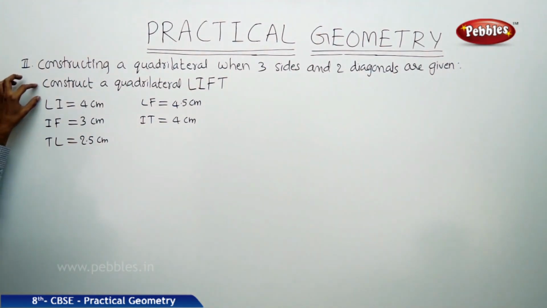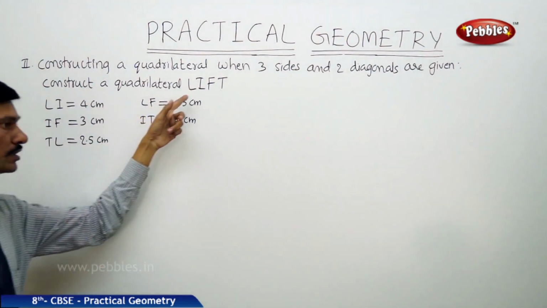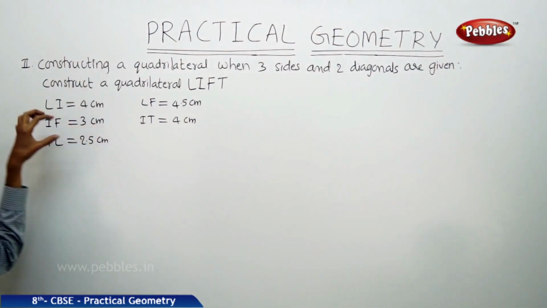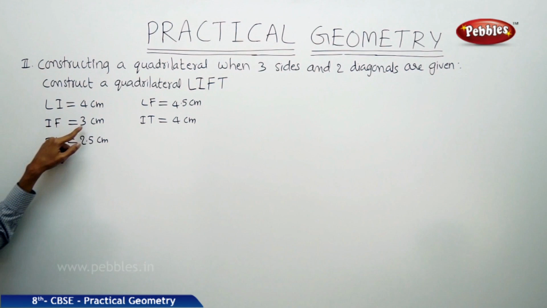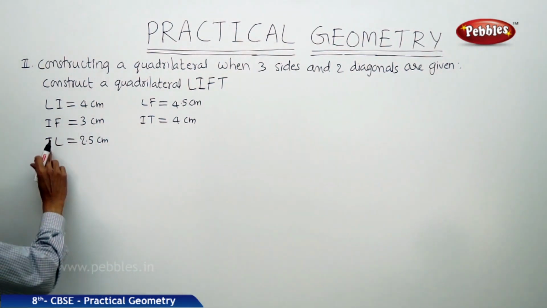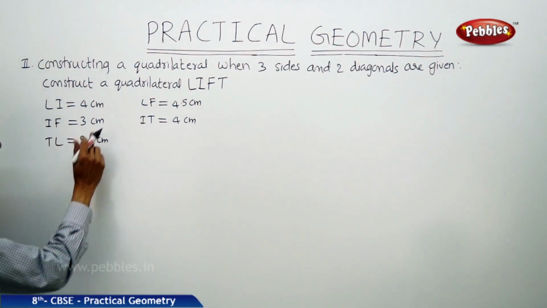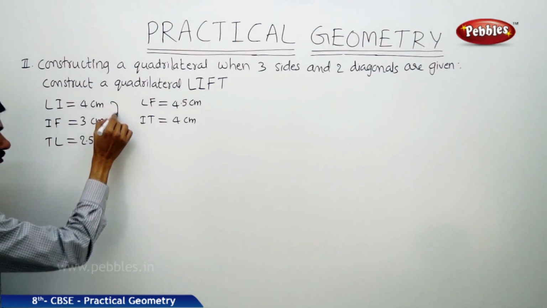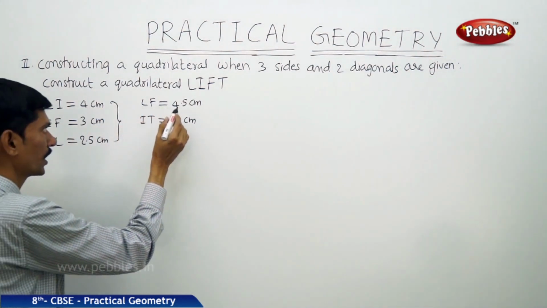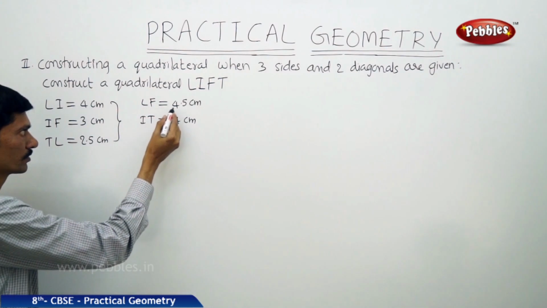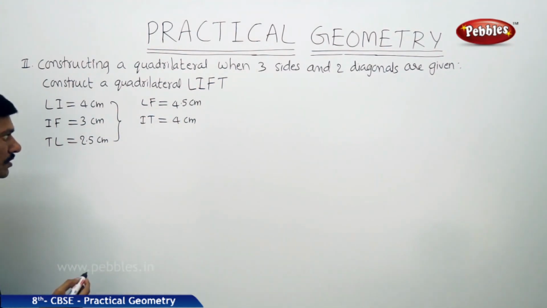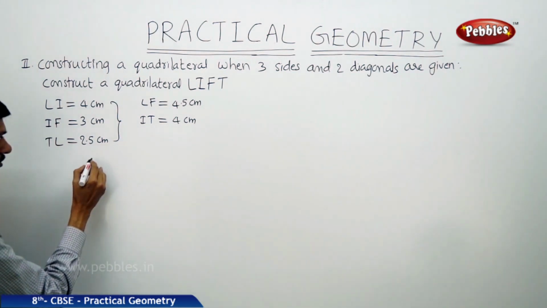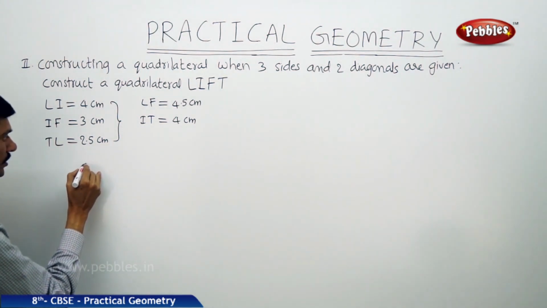Now let us take a problem. Construct a quadrilateral LIFT when its 3 sides LI equals 4 centimeters, IF equals 3 centimeters and TL equals 2.5 centimeters. So these 3 are the sides and the diagonals are given: LF equals 4.5 centimeters and IT equals 4 centimeters. Now let us draw the rough sketch of this quadrilateral LIFT.